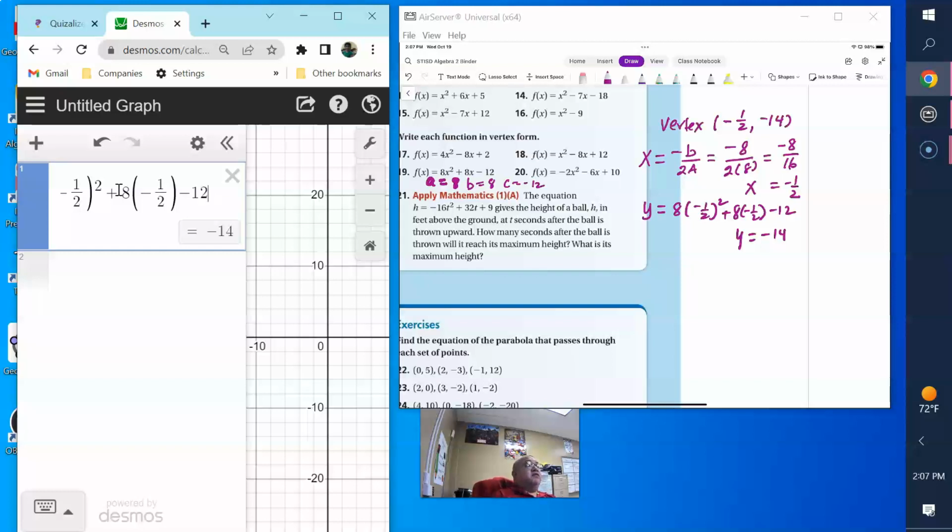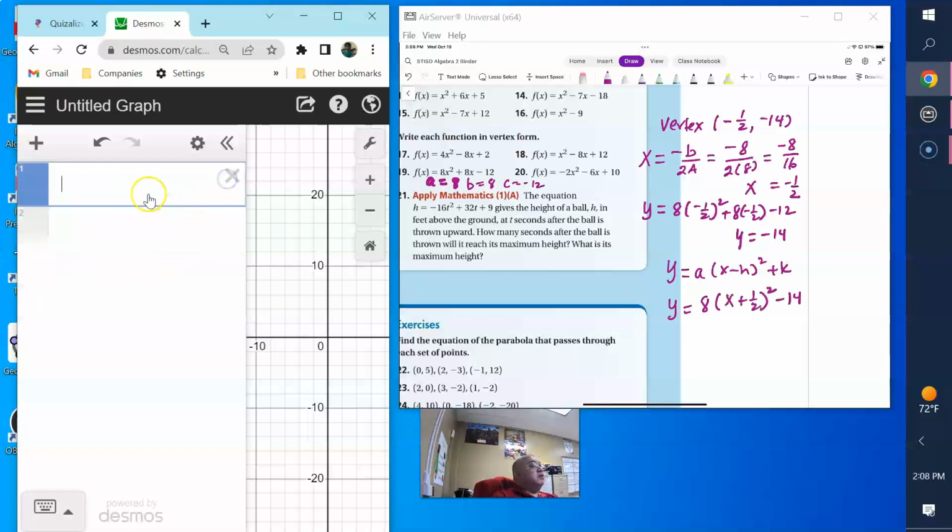So that means that the vertex is to the left of the y-axis. So remember the formula, y equals a times (x minus h) squared plus k. We know that a, since we identified a, is going to be 8. Parentheses, since it's going to shift to the right, it's going to be x plus 1/2 squared minus 14.